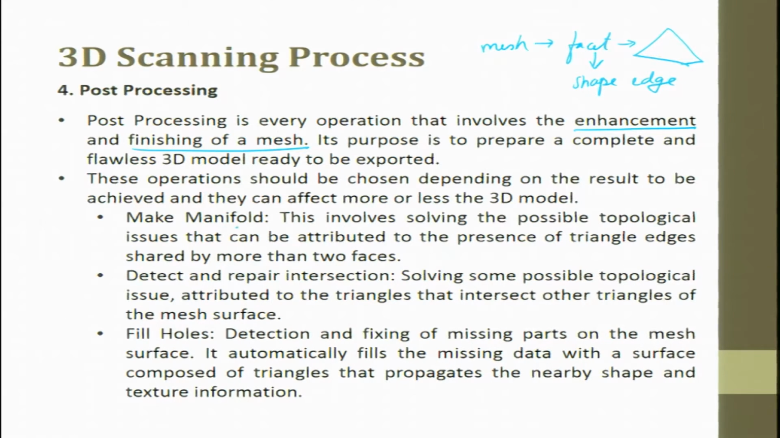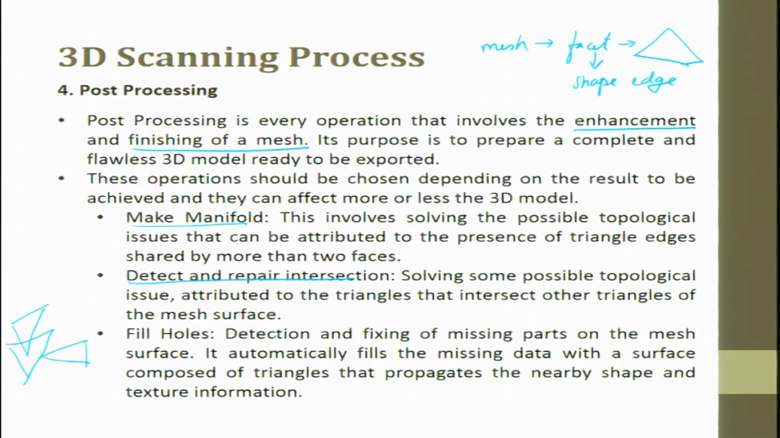Make manifolds. This involves solving the possible topological issues that can be attributed to the presence of a triangle edge shared by more than two facets, which is called non-manifold. Detection and repair. What happens is, you might have a triangle, you might have another triangle like this, or you might have a triangle like this which pierces into the other triangle. So now these things are called defects. So you detect the defects and then you repair the intersection, solving possible topological issues attributed to triangles that intersect other triangles of a mesh surface.